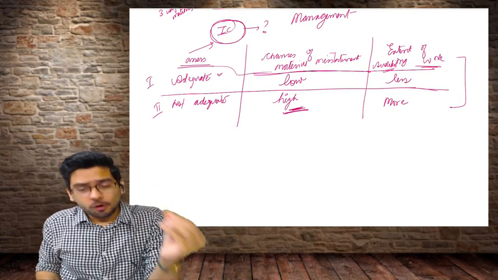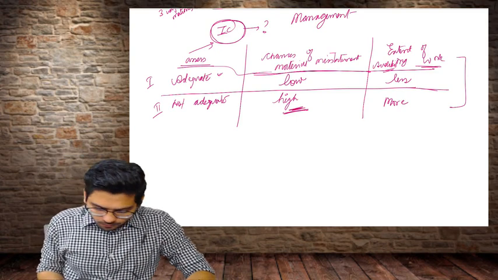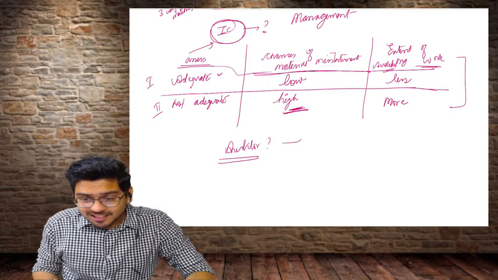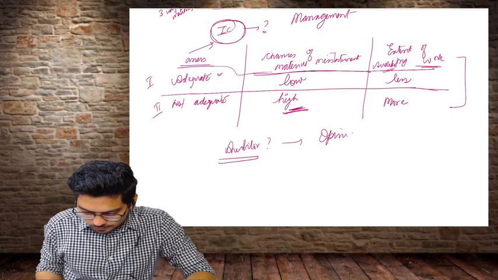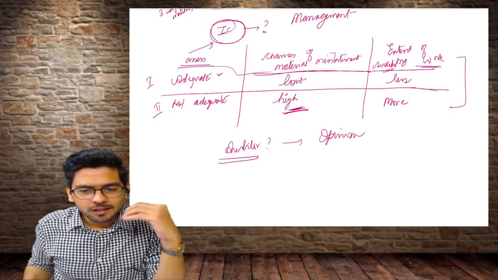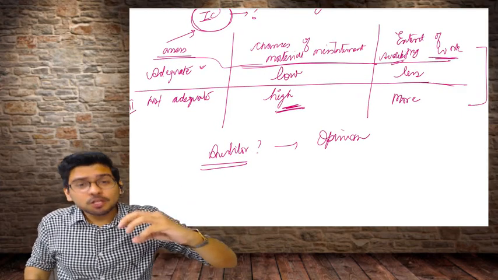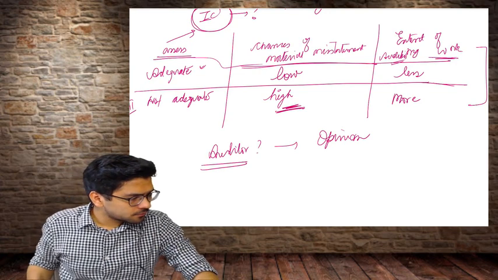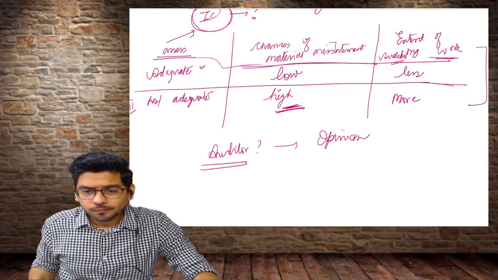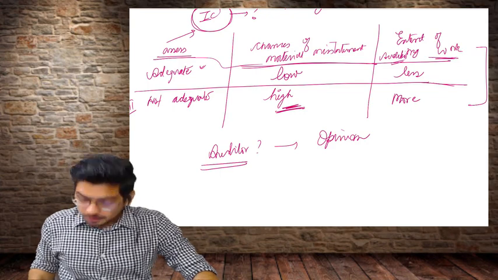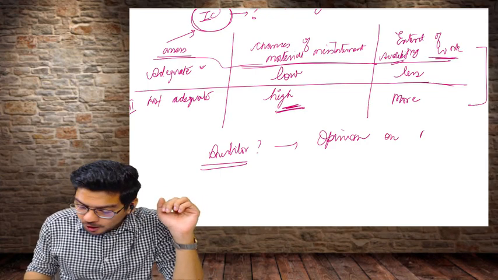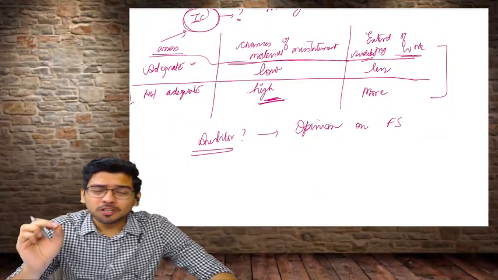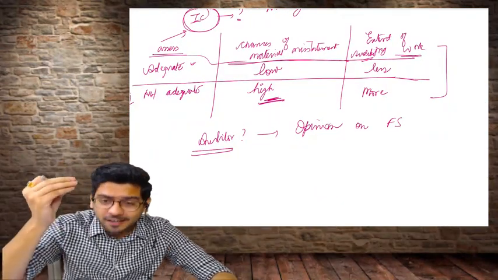Okay. Now, a very important point that I want all of you to understand is, again, I'm just asking you, what is the work of the auditor? What does an auditor do? Does he give an opinion? Yes or no? Does the auditor give an opinion? He gives an opinion on what? Absolutely. He gives an opinion only on financial statements. Please understand this. The auditor's responsibility is only to give an opinion on the financial statement.